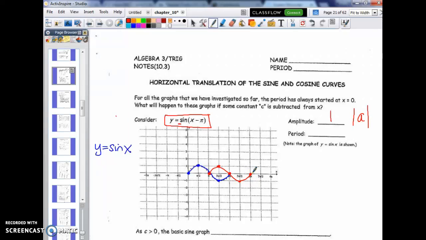So in red, I have just graphed y equals the sine of x minus pi. So we look to see what really happened from my blue graph to go to my red graph. So as c is greater than 0, the basic sine graph shifts right.